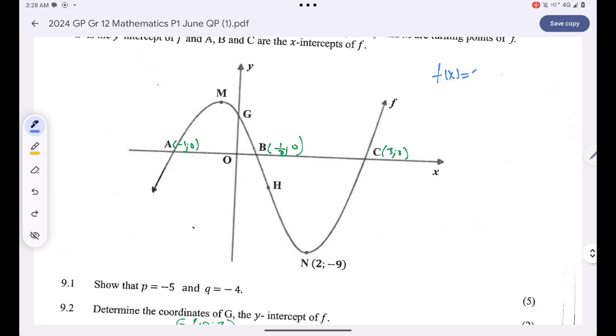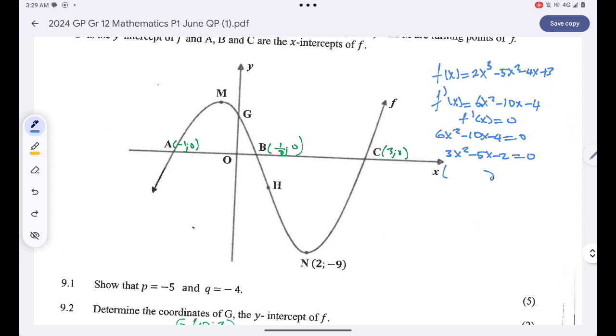f of x is equal to 2x cubed minus 5x squared minus 4x plus 3. So f prime of x is equal to 6x squared minus 10x minus 4. I know that for the turning point, this must be equal to 0. So 6x squared minus 10x minus 4 is equal to 0. And then I can divide each and every term by 2. I'll end up having 3x squared minus 5x minus 2 is equal to 0.